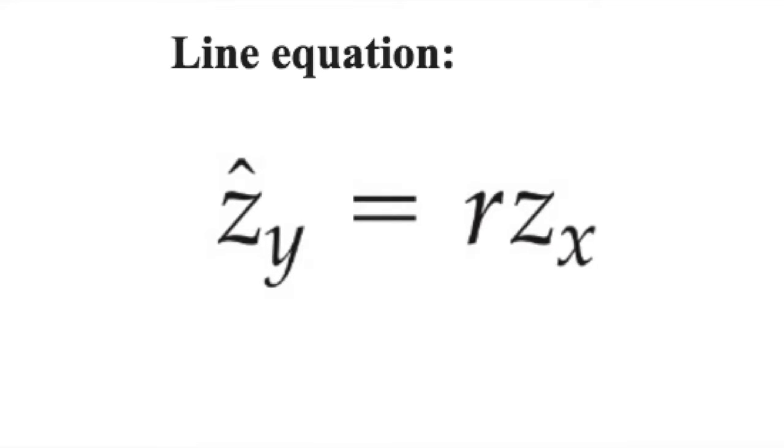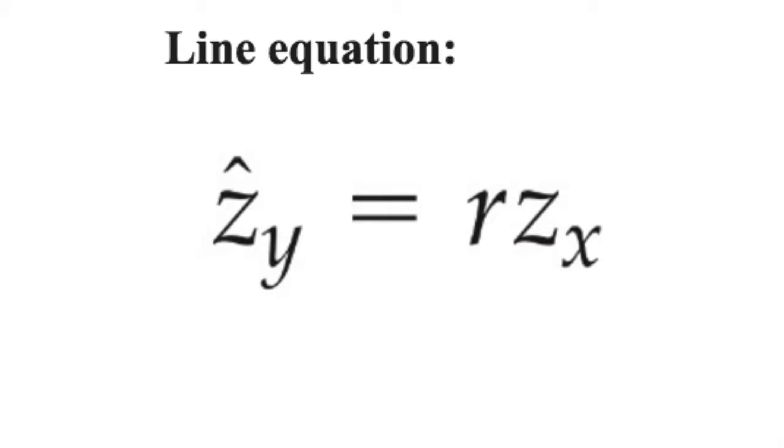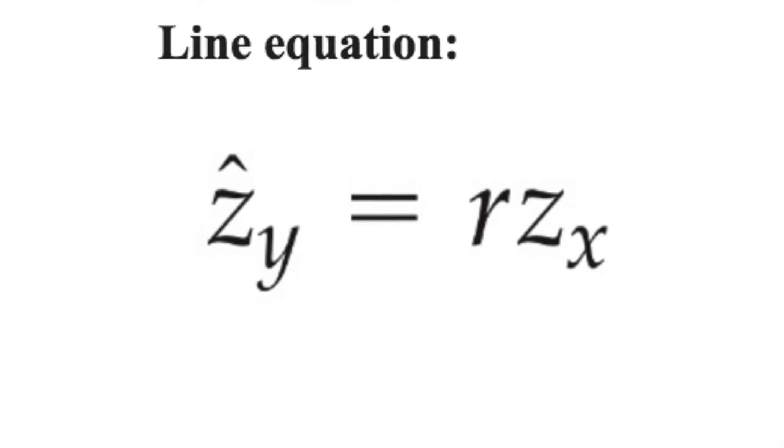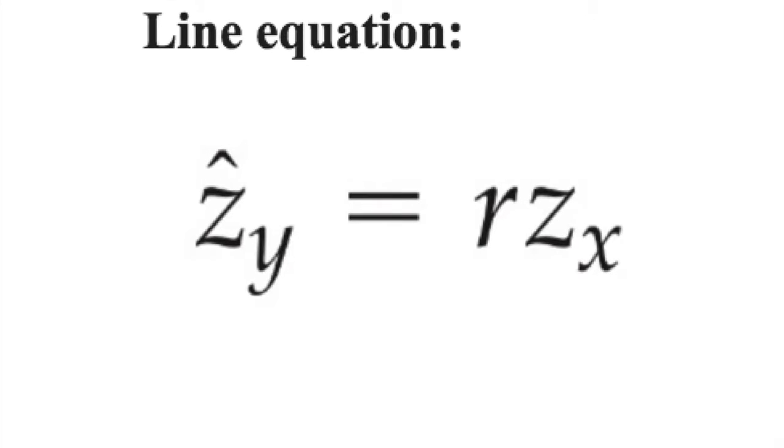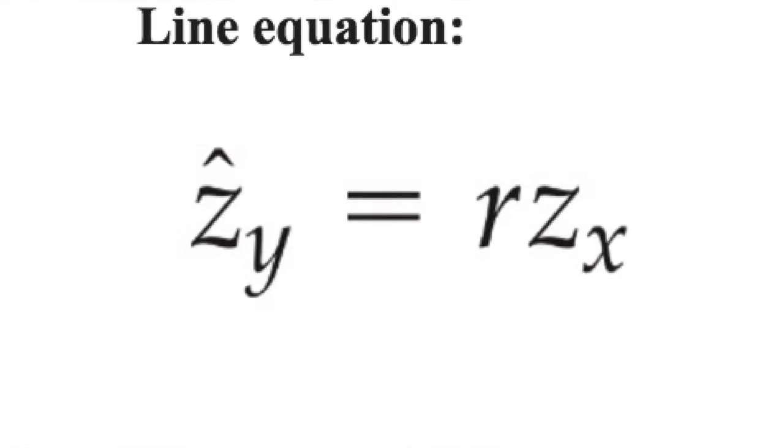The line equation, z hat sub y is equal to r times z sub x, and it's the same thing as the y equals mx formula. Least squares line, or line of best fit.